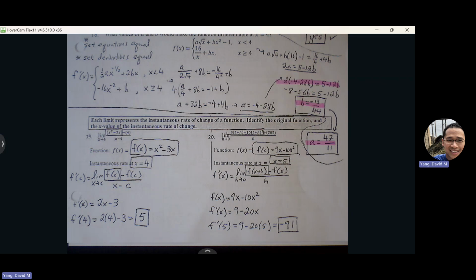But it doesn't matter whether it's limit definition, alternate, or general. You know that the first piece is giving you information about the function, and then the numeric value is asking about the slope. Any questions here, 19 or 20?